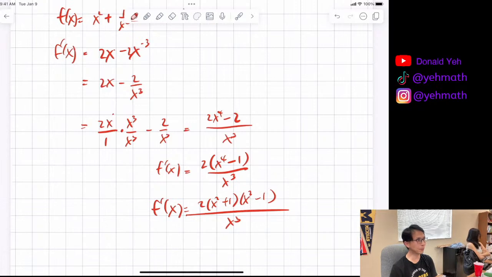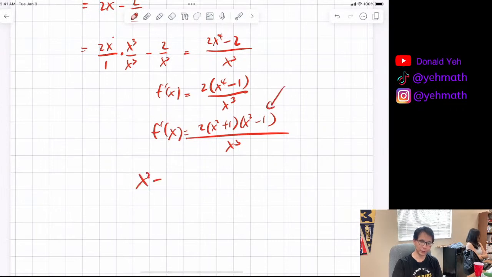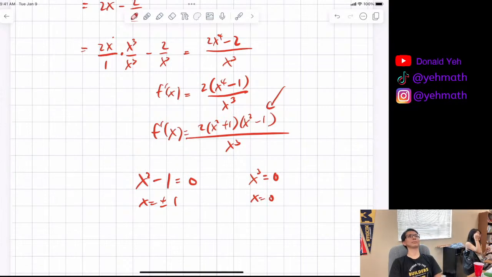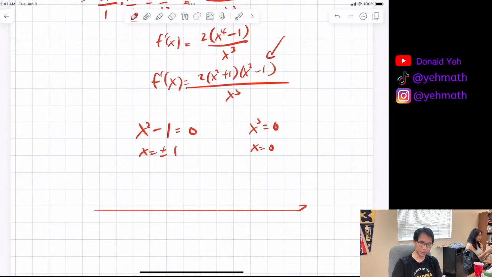How many critical points are there? There are 3. So there are 3 critical values, right? Be careful of those critical values though. There's a 0, there's a negative 1, and a 1, right? Is that okay?